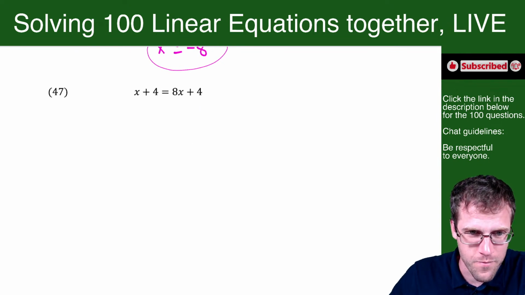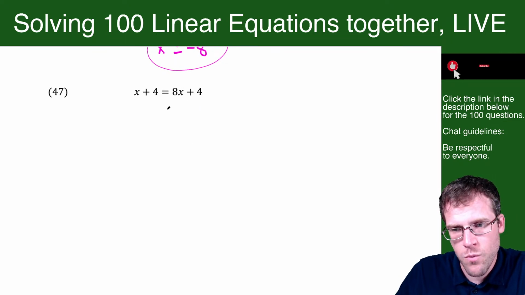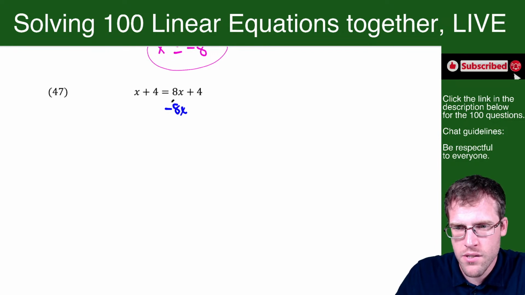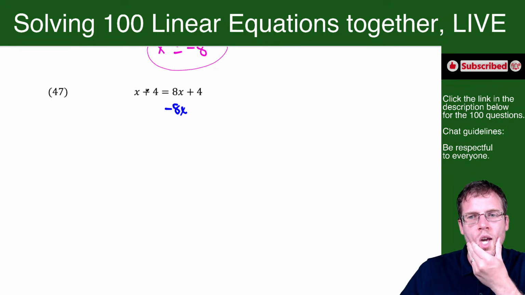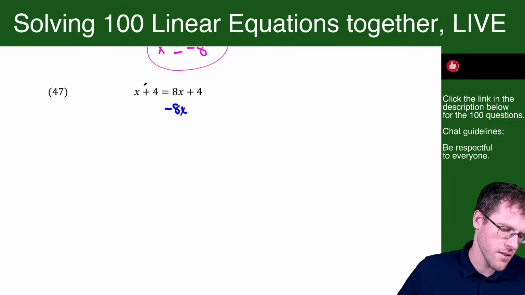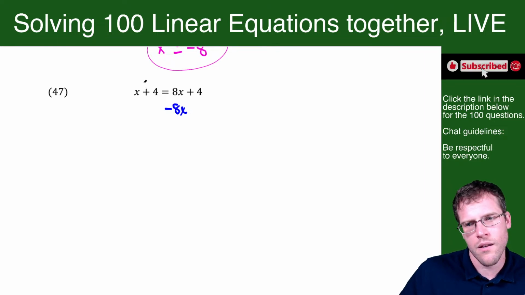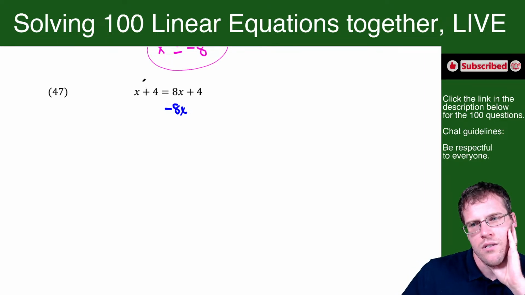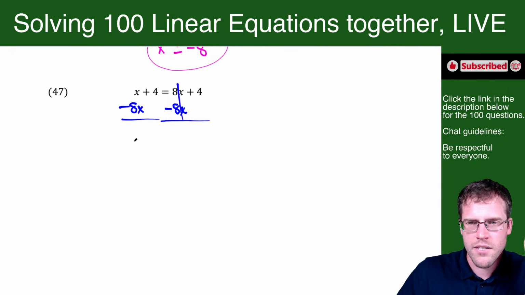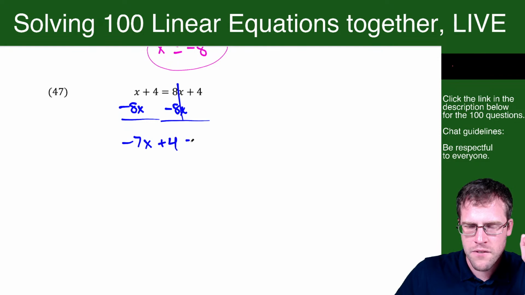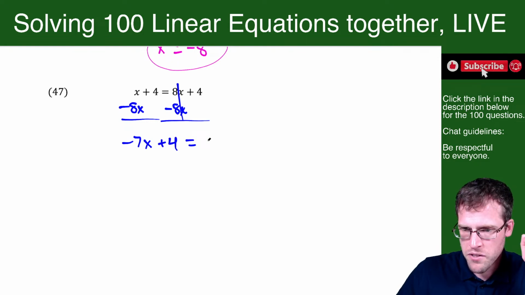Question 47. X is on both sides. Why not deal with a negative here? So I'll do minus... Oh, wait a minute. Let's see here. Oh, okay. This is a wacky looking one already. All right. Let's see. I'm trying to think of something here. Okay, yeah, minus 8x on both sides. I still like to get the x's to one side. So x minus 8x is minus 7x plus 4 equals, now 0 plus 4 is just 4.